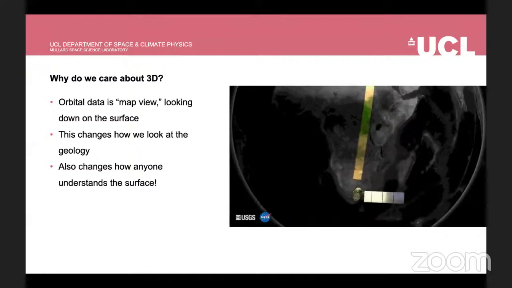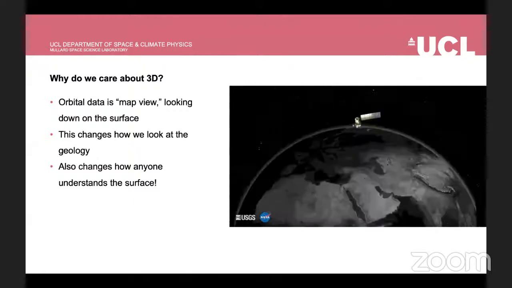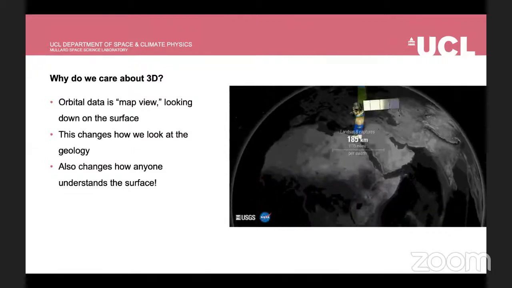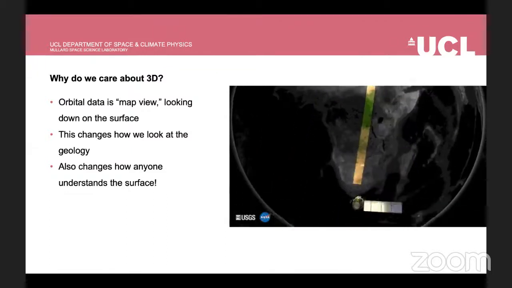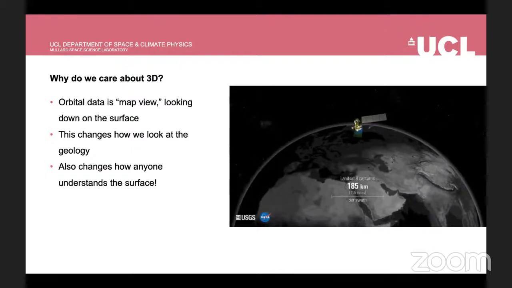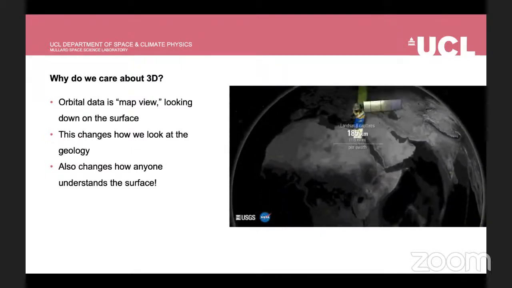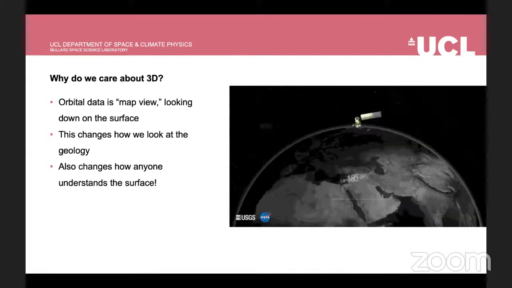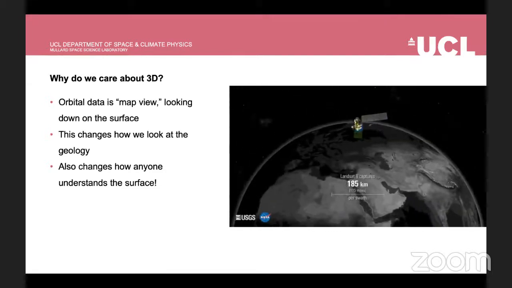So we're not on the surface getting to look at things, pick up things, measure things with our hands or with hand tools, but we actually have to look at not only just two-dimensional pictures, but two-dimensional pictures taken from space of a really big area in a map view. And this really changes how we do the geology that we want to do.